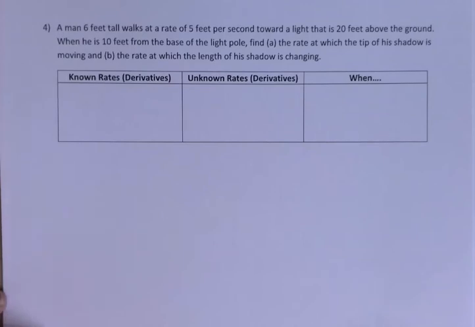This is section 3A, part 2. We'll continue to do a few examples of related rates problems. In number 4, a man 6 feet tall walks at the rate of 5 feet per second toward a light that's 20 feet above the ground.